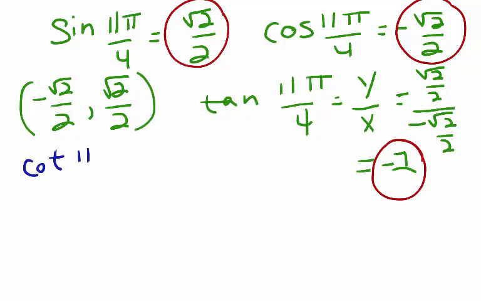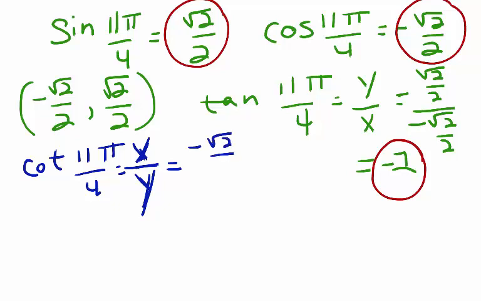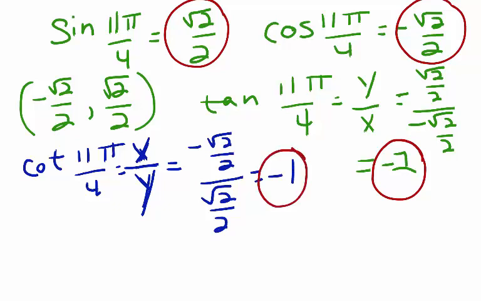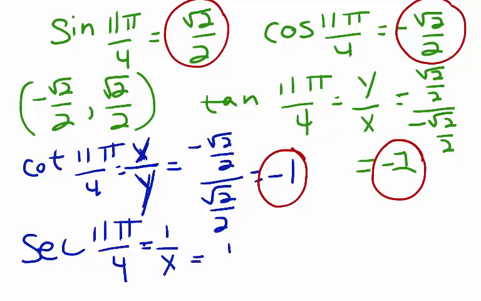Cotangent of 11 pi over 4 is equivalent to coordinate x over coordinate y. So negative square root 2 over 2 divided by square root 2 over 2. And again, that equals negative 1. Next, we'll look at secant of 11 pi over 4. That's equivalent to 1 over the x-coordinate. So that's going to be 1 over negative square root 2 over 2.